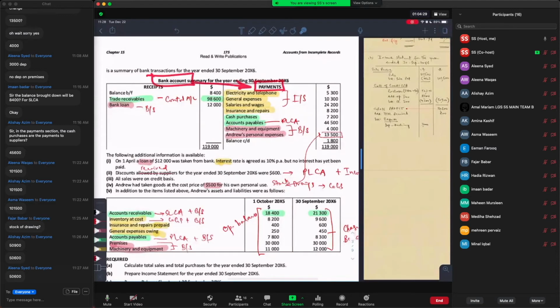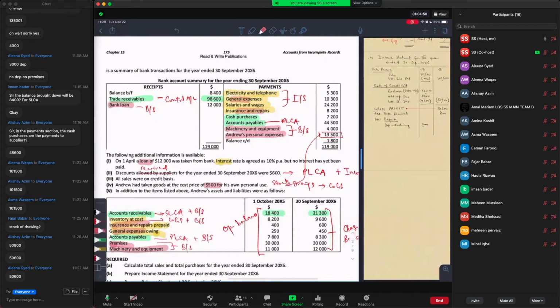The bank account payments here, right? So you can see all of these yellow highlights. These are your expenses. However, we know that some expenses here, general expenses, we do also have, sorry, not salaries and wages, general expenses and insurance repairs.